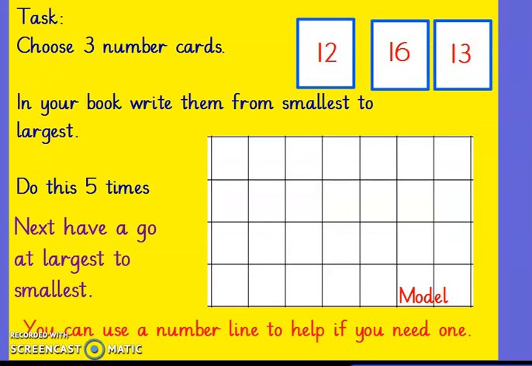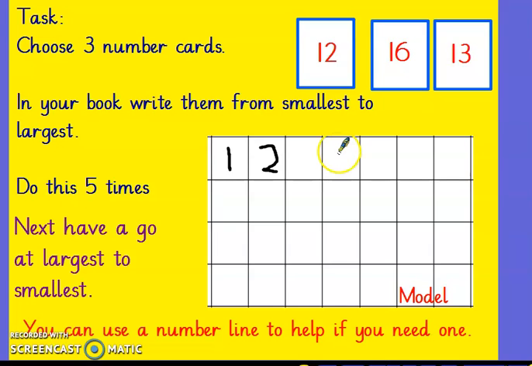Okay, so your task today is to choose 3 number cards. So in your book, you're going to write them from the smallest to largest. So if I was doing it with these ones, and I was going to write them in my book neatly in pencil, 12, 16 and 13. You can use your number line to help if you want to as well. So I would look on the number line and see that 12 comes first. So I'm going to put number 12, 1 number in each box. Then I'm going to leave a space and I'm going to work out what's next.